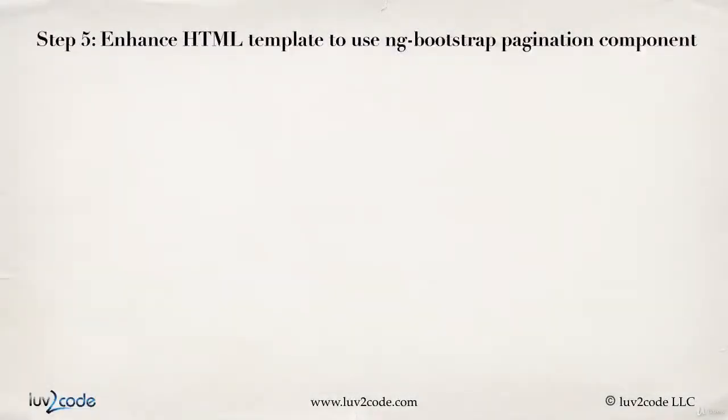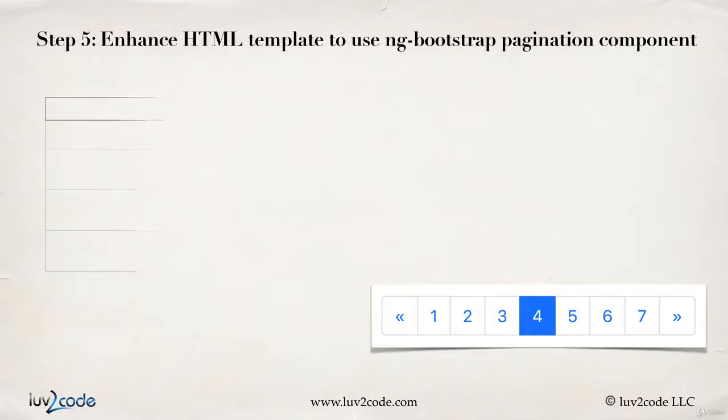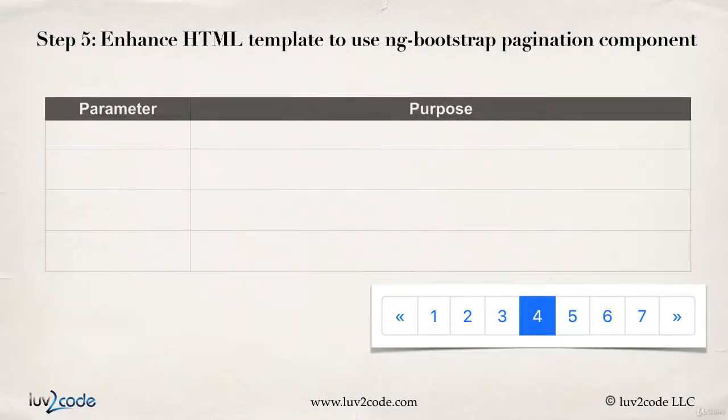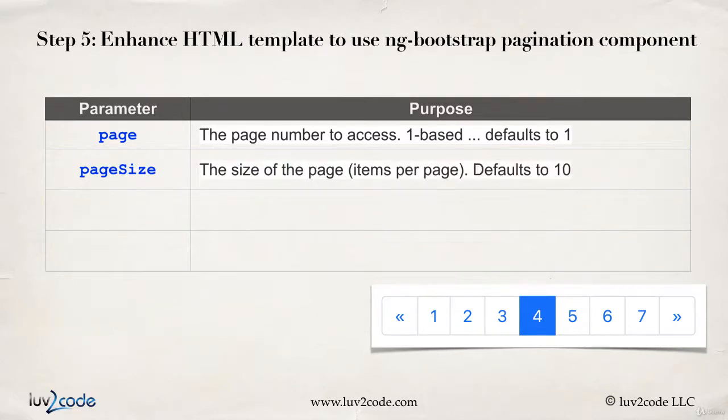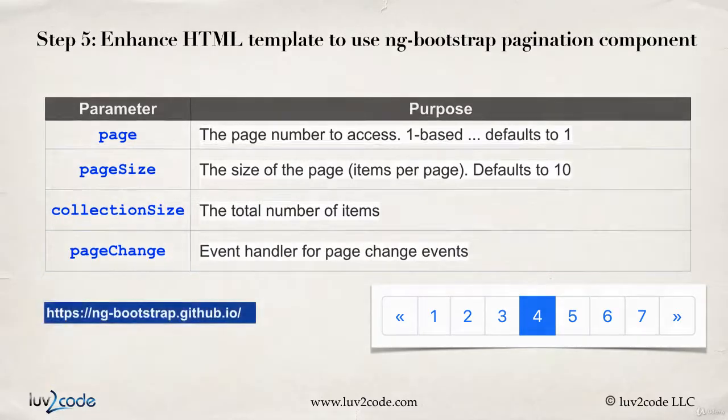Okay, in step 5, we're going to enhance our HTML template to use the ng Bootstrap pagination component. So we'll add support on our template file to actually reference that given component. And recall from a previous video, this pagination component has some parameters, and we'll actually go through all the details of these parameters, and we'll actually implement them in this video. So you'll see them working firsthand. And you can always get details on these parameters by going to the ng Bootstrap website.